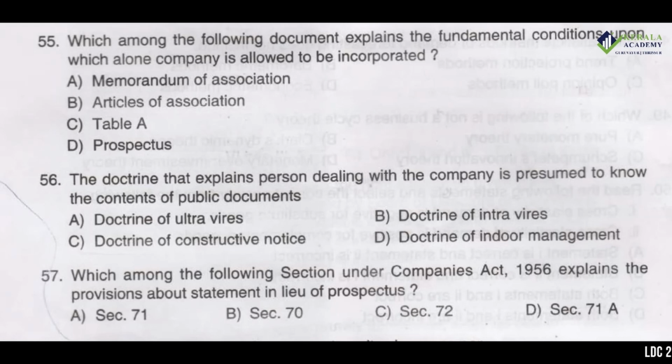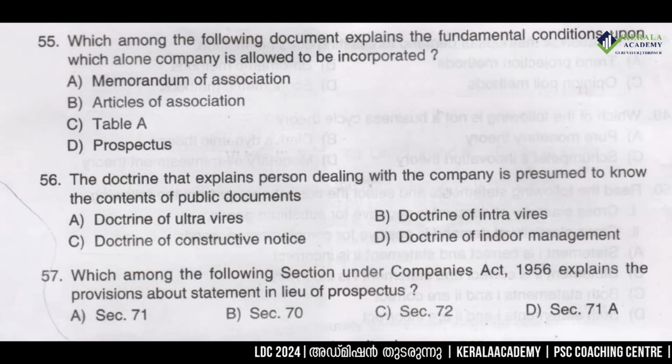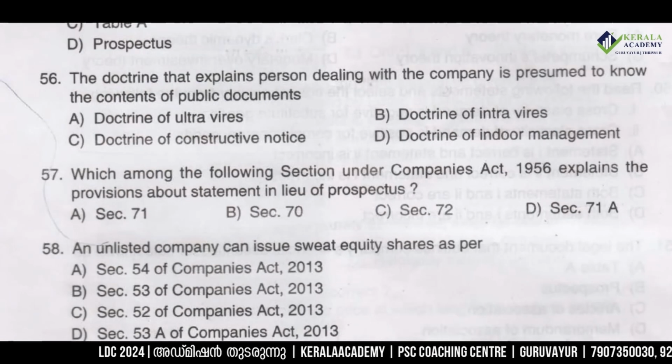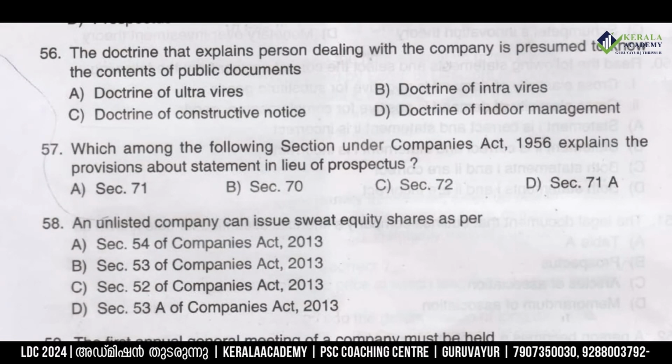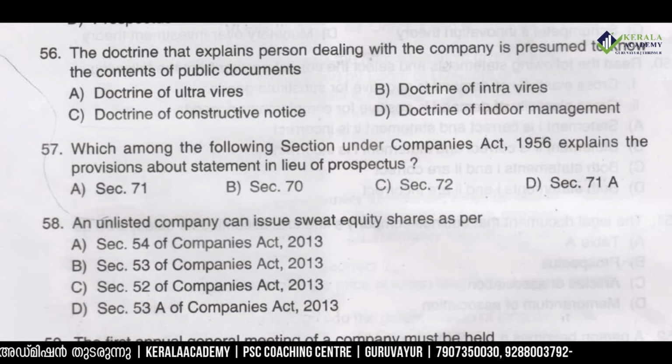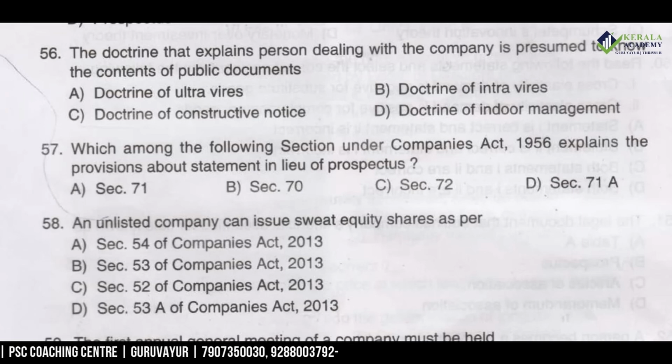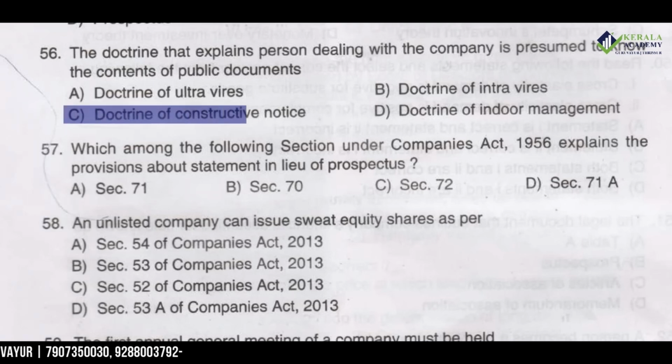Which among the following documents explain the fundamental conditions upon which alone a company is allowed to be incorporated? Memorandum of Association, Articles of Association, Prospectus. Correct answer option B, Articles of Association. The doctrine that explains a person dealing with the company is presumed to know the contents of public documents: doctrine of ultra-vires, doctrine of intra-vires, doctrine of constructive notice, doctrine of indoor management. Correct answer option C, doctrine of constructive notice.